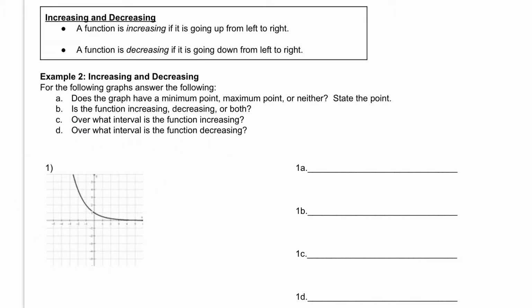If we take a look at number 1, the first question we need to answer is, does the graph have a minimum, maximum, or neither? In order to have a minimum point or a maximum point, remember it has to change directions from increasing to decreasing or vice versa. If I go from left to right along this exponential function, it is decreasing the entire time. So at no point is it changing directions, which means letter A is going to be neither.